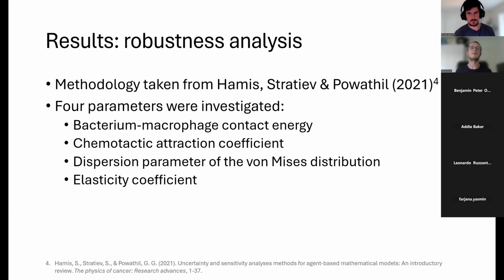We then did a robustness analysis, looking at some of the key CompuCell parameters. The contact energy between bacterium and macrophage would influence how much phagocytosis was taking place. The chemotactic attraction coefficient was what we called effectively the lambda for chemotaxis. For the von Mises distribution that I mentioned, the dispersion parameter determines how steep or flat the probability distribution is over the whole circle of directions that the force could be pushing you in. And the elasticity coefficient was our name for lambda volume, how much the cell wants to maintain its current shape versus being able to slightly deviate from that.